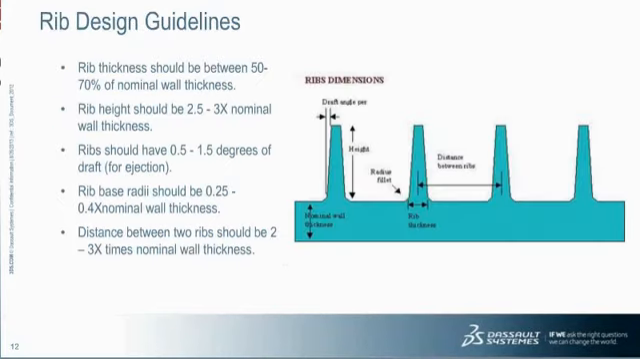Rib design guidelines. A lot of plastic parts have ribs. The rib thickness, the base of the rib, should be anywhere between 50 to 70% of your nominal wall thickness. Rib height should be about 2.5 to 3 times your nominal wall thickness. The ribs should have about 0.5 to 1.5 degrees of draft. That's to aid with part ejection. The base radii of the rib should be about 25% to 40% of your nominal wall thickness, and the distance between 2 ribs should be 2 to 3 times your nominal wall thickness.